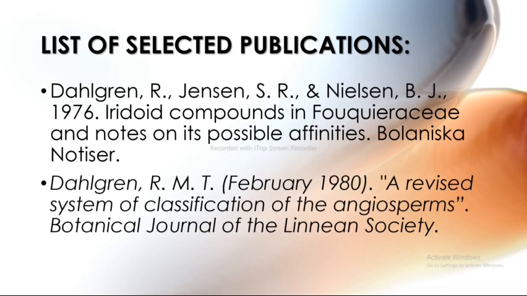Next is Dahlgren R., Jensen, S.R. and Nielsen, B.J. 1976. Iridoid compounds in the Fuchsiaceae and notes on its possible affinities. Bolanishka Noticia. And the next is Dahlgren RMT, February 1980, a revised system of classification of the Angiosperms, Botanical Journal of the Linnean Society.